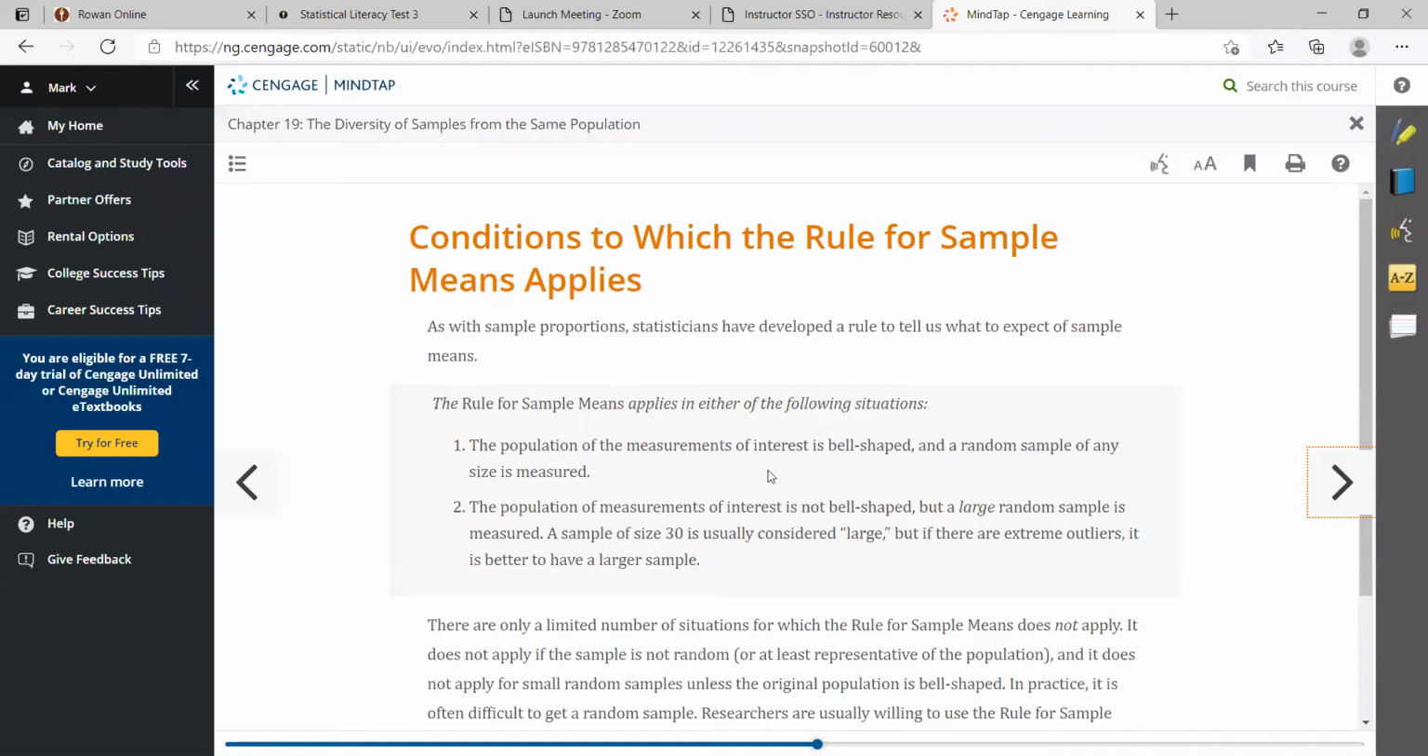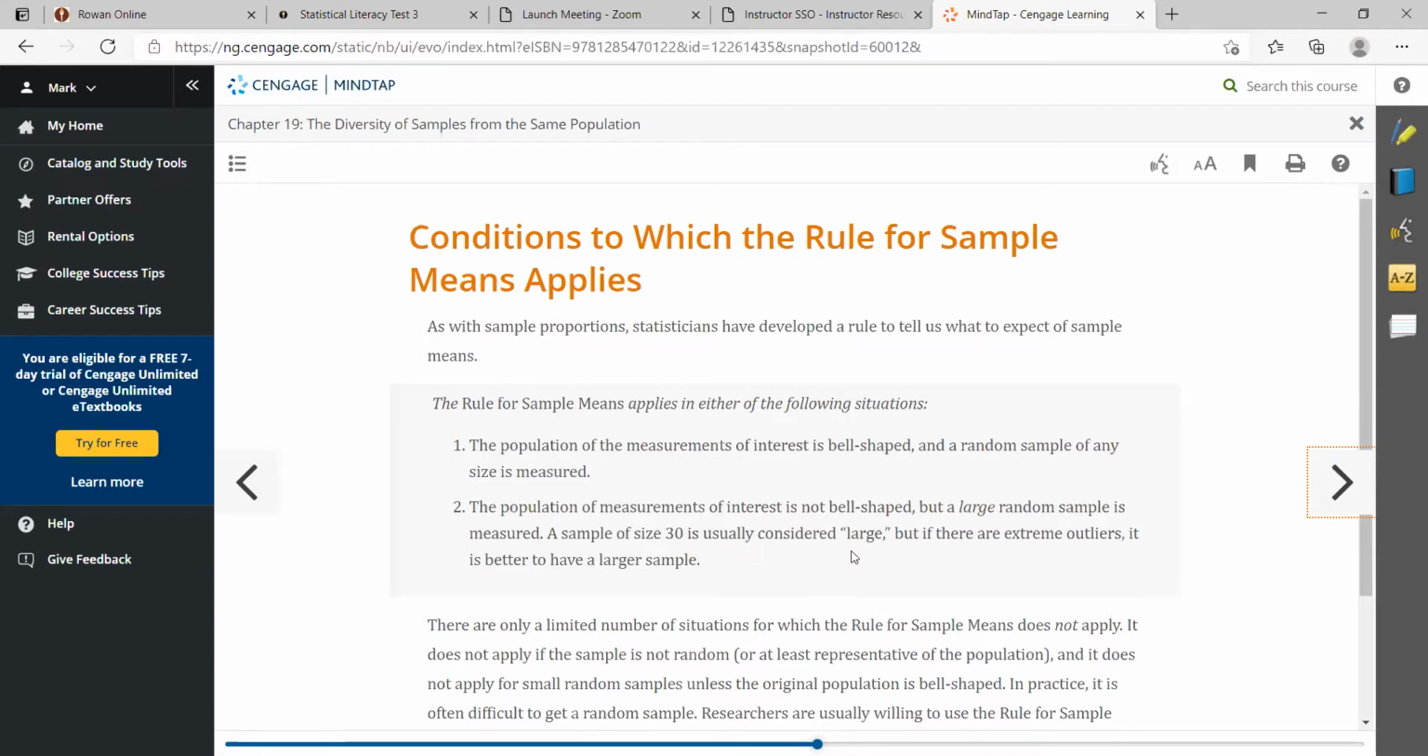The population of measurements of the interest is bell-shaped, and a random sample of any size is measured. All right. So here's the random sample again. Population of measurements is bell-shaped. That's what's required to use this rule. And it says here, if the population of measurements is not bell-shaped, then we need a large random sample, and typically 30 or more is considered large.